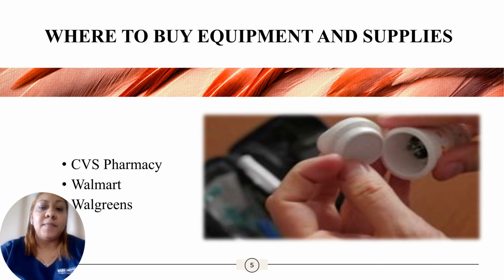Where to buy equipment and supplies. Equipment and supplies can be purchased at CVS Pharmacy, Walmart, and Walgreens. On this slide, I have included a YouTube video that gives important information about test strips. Knowing where to buy your test strips is vital to ensure that they are up to date and compatible with your glucometer.